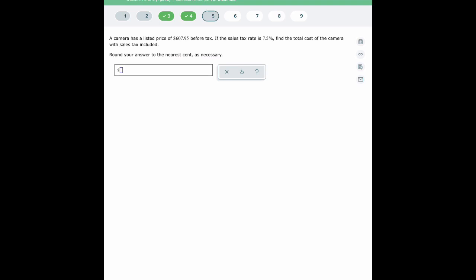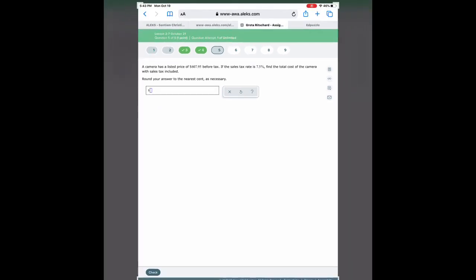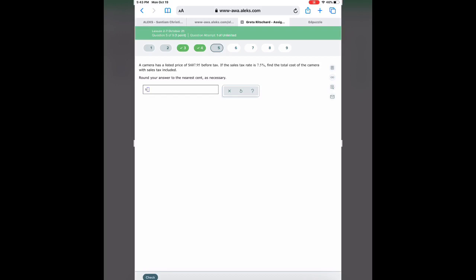All right, camera has a listed price of $607.95 before tax. If the sales tax is 7.5%, find the total cost of the camera. So we're going to take this original price and we're going to times by, if we times by this number, 0.075, we will figure out what the tax is. But if we times by 1.075, we're going to get the amount and the tax as well.